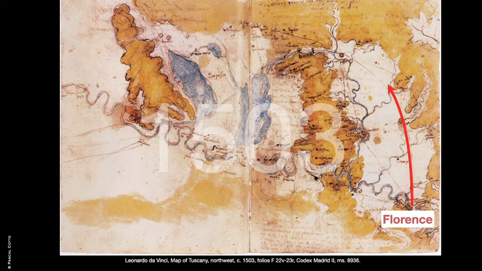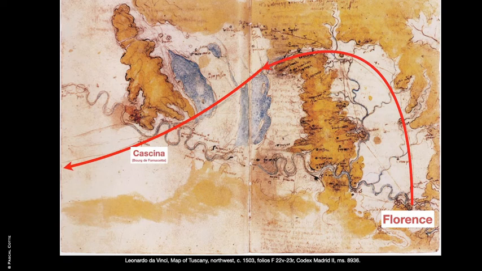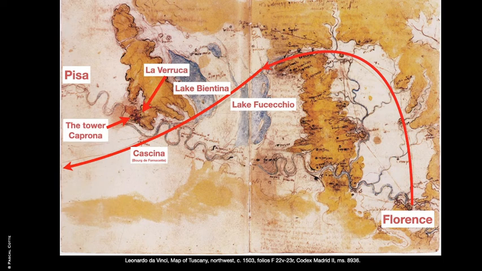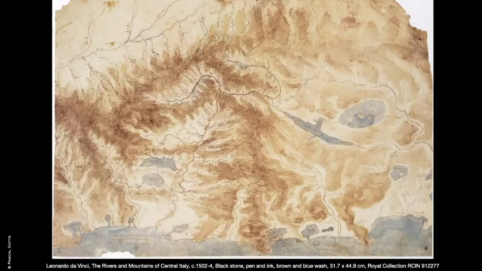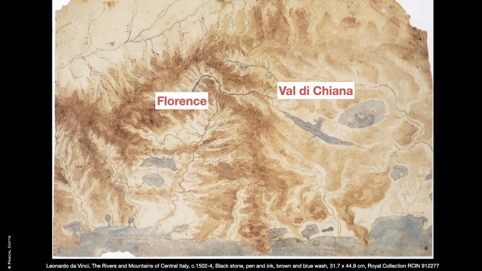The canal starts in Florence and joins the bed of the Arno, which is diverted at Cassina, crossing the lakes of Fucecchio and Bientina. Pisa, located downstream, has no more water. The tower of Caprona stands on the edge of the dried-up river. But the Arno is capricious. Leonardo also studies the Val di Chiana, situated upstream from Florence, to use it as a reservoir to regulate the canal, so that it is navigable all year round.